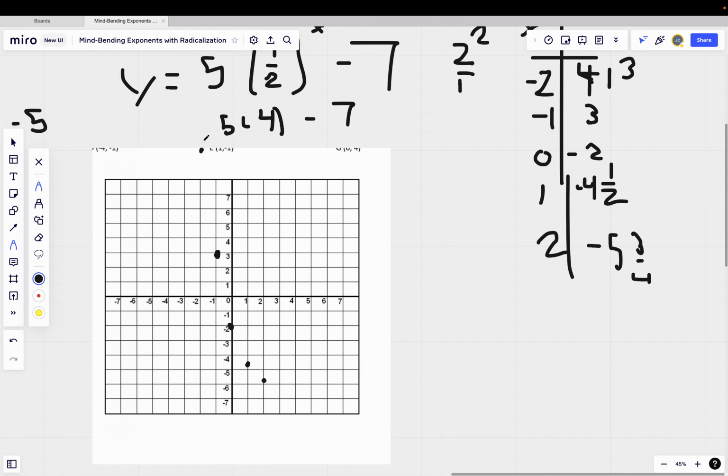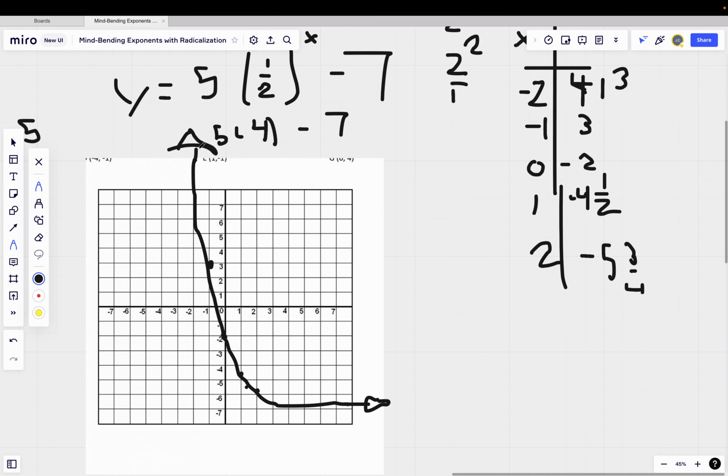And now we draw our graph. And remember, it'll never touch negative 7. Our asymptote is negative 7. All our y's are always going to be above here, so this is all highlighted. And then, is this growing or is it decaying? Because we started here and we went down, so this is decay.